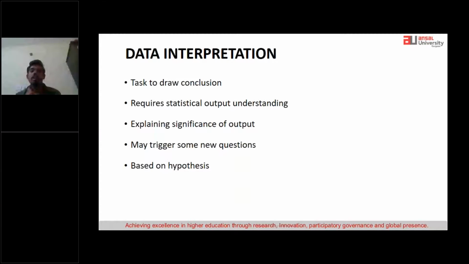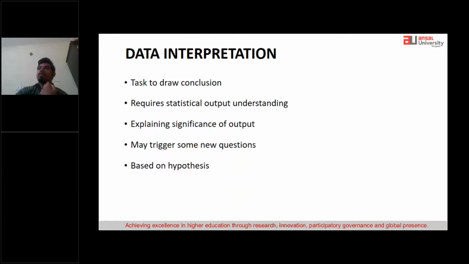It depends on your understanding and learning, but it gives you an idea and helps you draw the conclusion of your research. It requires understanding of the statistical output, and it also explains the significance of the output. Your data output will tell you how significant your data is. It depends on whether you understand SPSS or these tools. Sometimes it may also trigger new questions, because once you get the output of your research, you will understand the hypothesis you created, whether it has been fulfilled, proved, or not proved.